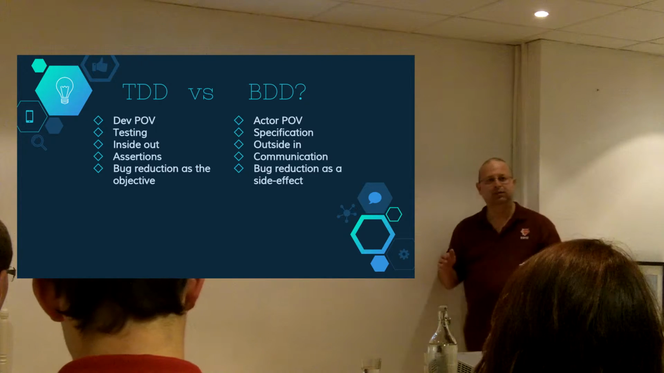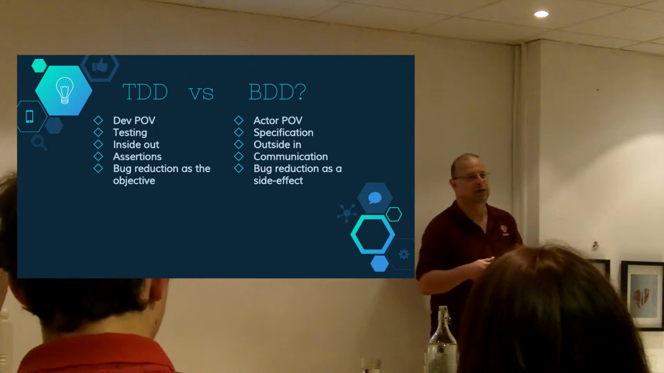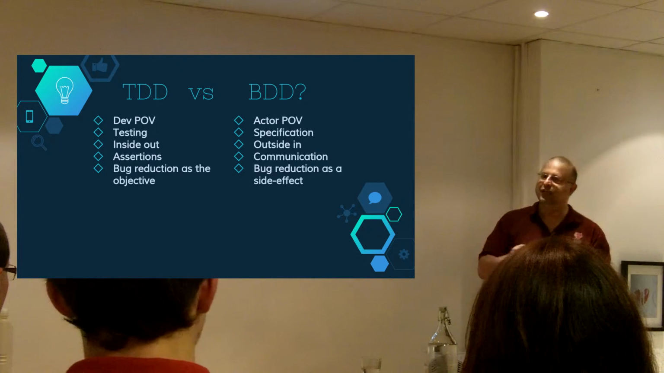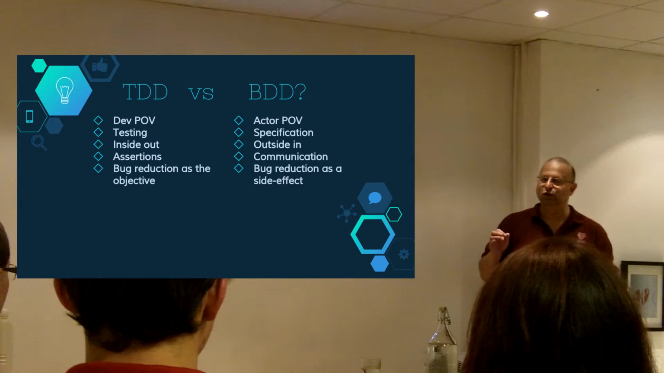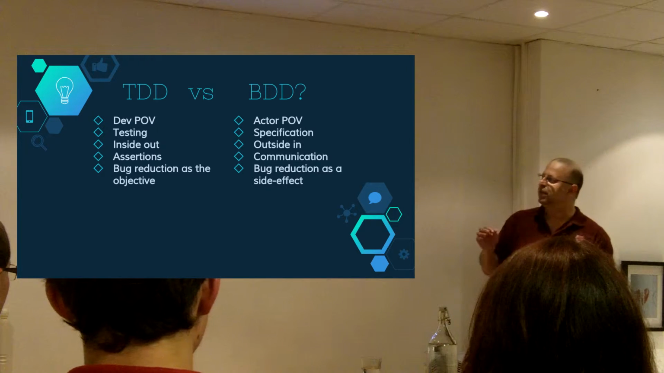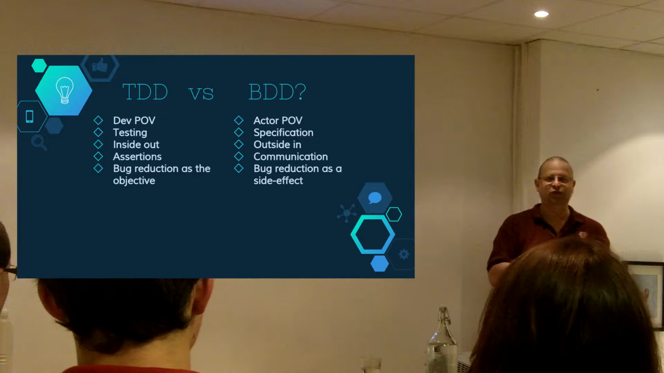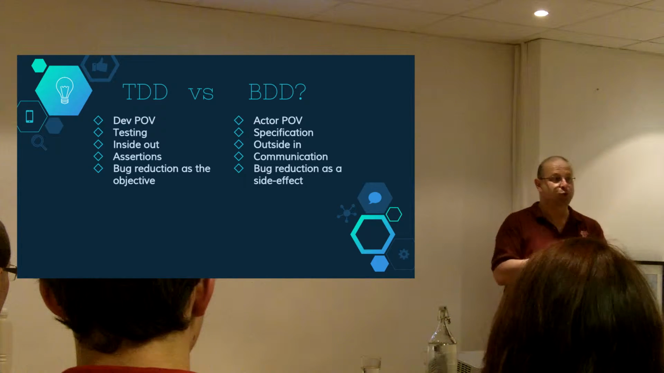TDD is all about testing. It's about making sure that things work how they should be working. Okay? BDD does that as well, but it's not a testing tool. BDD is all about specification. It's about specifying our behavior, how systems should work.